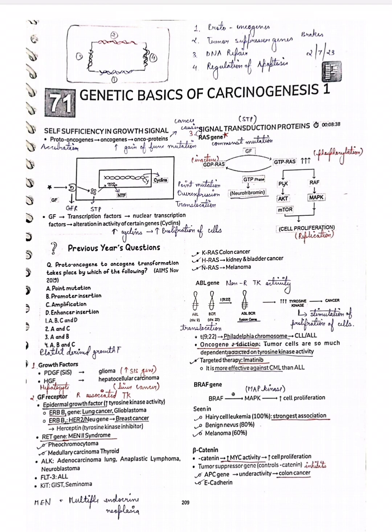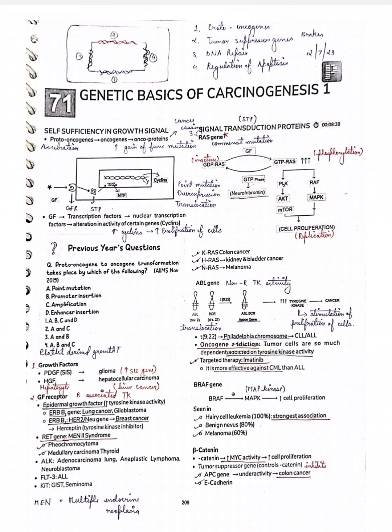Right? Now talking about the BRAF gene. The BRAF gene is responsible for the stimulation of MAP kinase that leads to cell proliferation, and it is seen in cases of hairy cell leukemia. Almost 100% of hairy cell leukemia is strongly associated with your BRAF gene or the increase in MAP kinase activity. Then benign nevus, that is 80%, and melanoma, that is 60%.